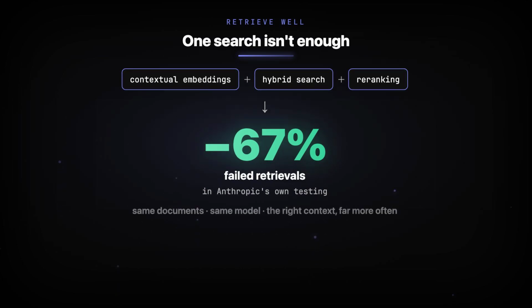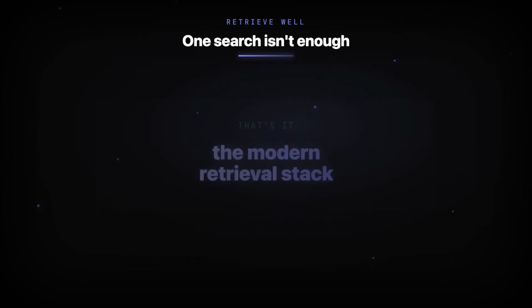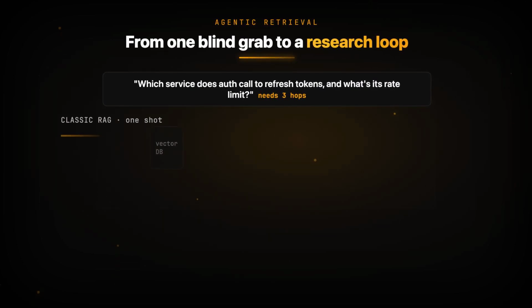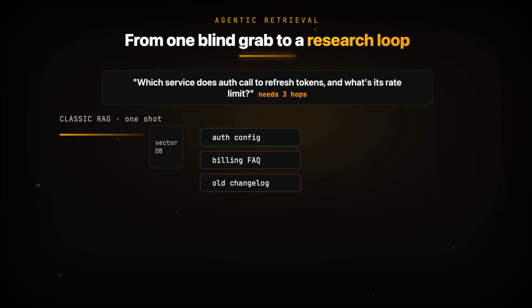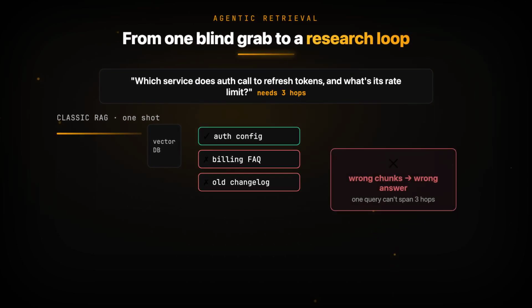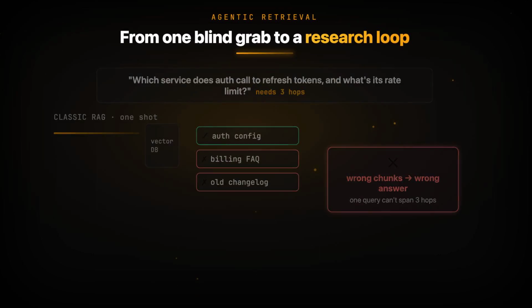Same documents, same model, it just finds the right context far more often. That's the modern retrieval stack. Now to the part that's genuinely changing right now. In classic RAG, retrieval happens once, before the model even starts thinking. Agentic retrieval asks a different question. What if the model drove the search itself? It's essentially the agent loop, pointed at search.